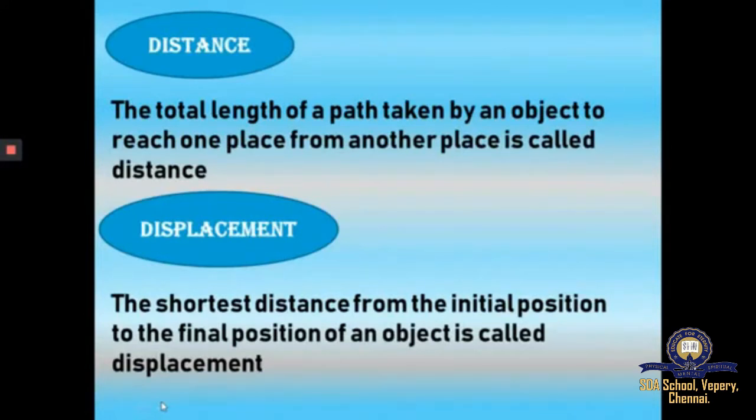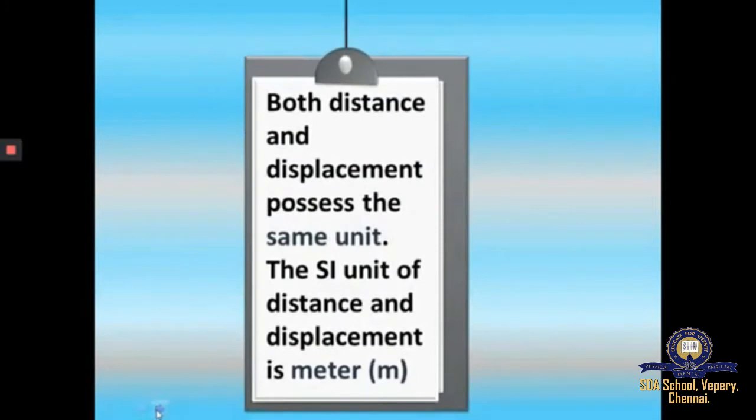Distance: the total length of a path taken by an object to reach one place from another place is called distance. Displacement: the shortest distance from the initial position to the final position of an object is called displacement. Both distance and displacement possess the same unit. The SI unit of distance and displacement is meter.